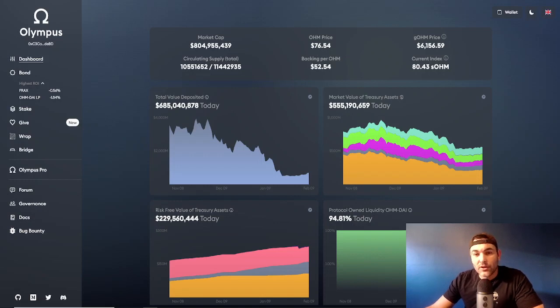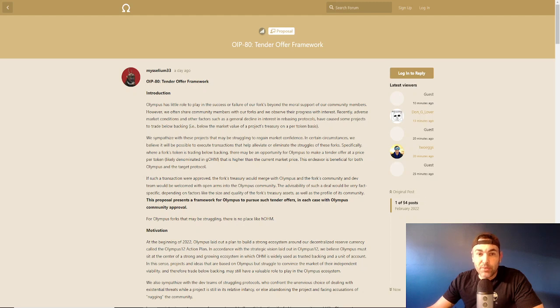Okay, so I do want to hit on a few other things with Olympus DAO, why it's also so important within the future and what they're trying to accomplish and build. They are dropping an OIP 80 tender offer framework. Basically, what this is doing is helping Klima DAO.